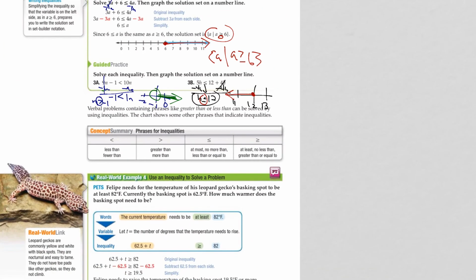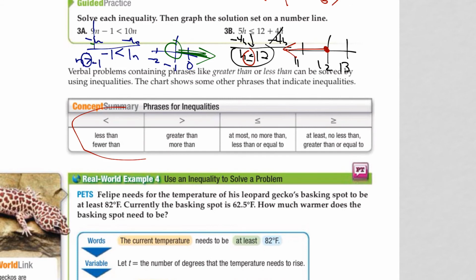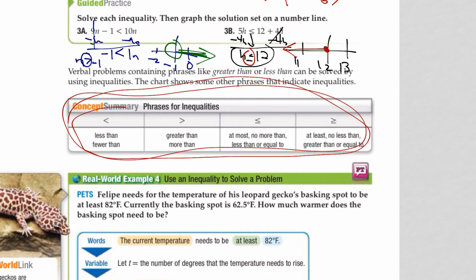Okay, now right here is a good thing to get into your notes. It's just the emojis of how you read it. All right? Remember, less than, greater than, less than or equal to, greater than or equal to.